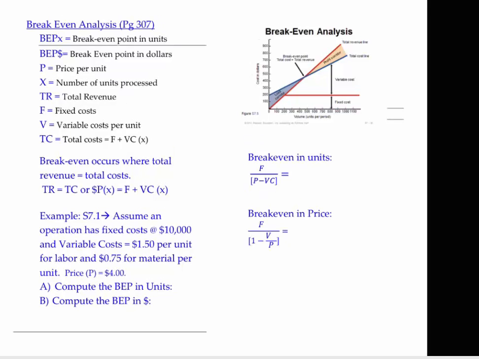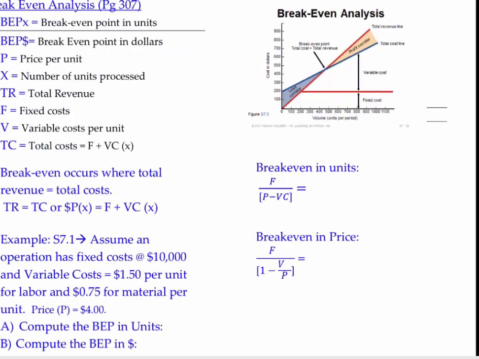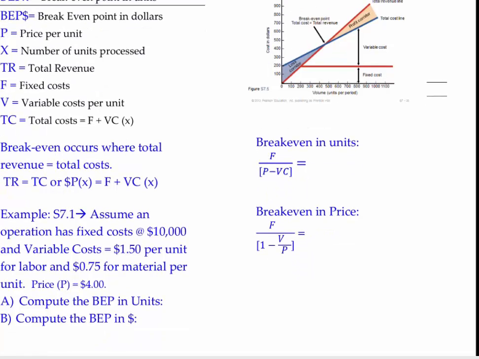So in this problem, ultimately what we're going to do is figure out how many units we need to sell in order to break even. I have a little example here, and we say that the operation has fixed costs of $10,000. So we'd want to note that F is going to equal $10,000, and I'm getting that from right here. Fixed costs are 10,000. Then it says variable costs, so that's going to be V, and that's $1.50.